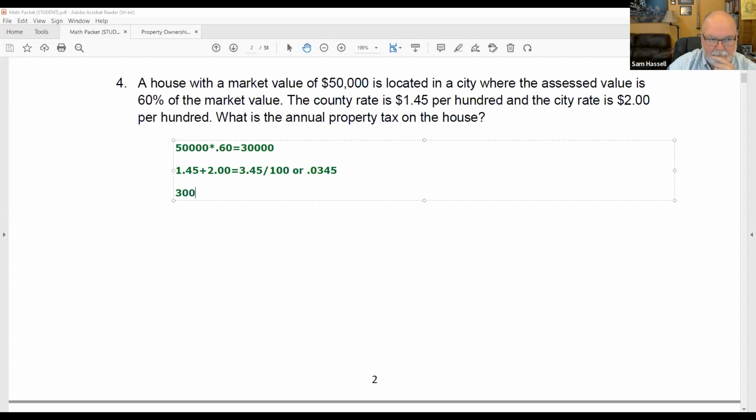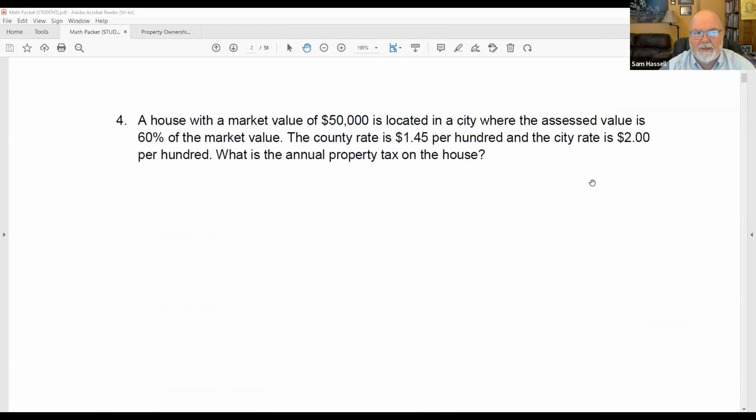30,000 times 0.0345 is going to equal 1035. 1035. I'm going to go back and make sure you understand it.